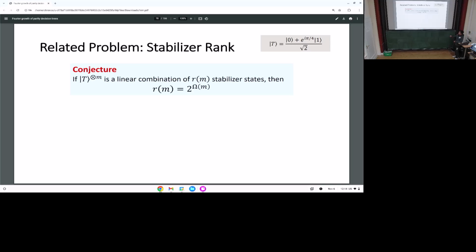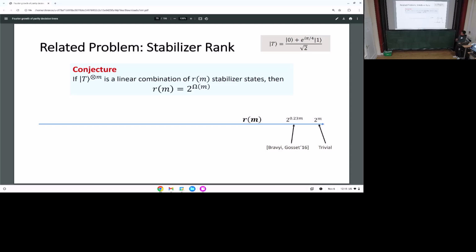It just says if you can write the m tensors of magic states as a linear combination of stabilizer states, then this linear combination should involve exponentially many stabilizer states. Otherwise, you get a very efficient simulation of BQP algorithms. And if this conjecture is true, then it will imply that, at least using the Bravyi-Gosset algorithm, you cannot show that BQP is in BPP. So this is some conditional ruling out of a class of algorithms.